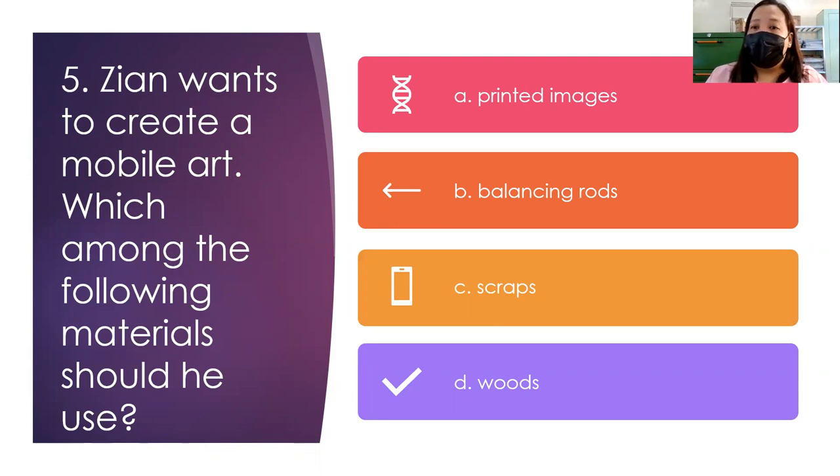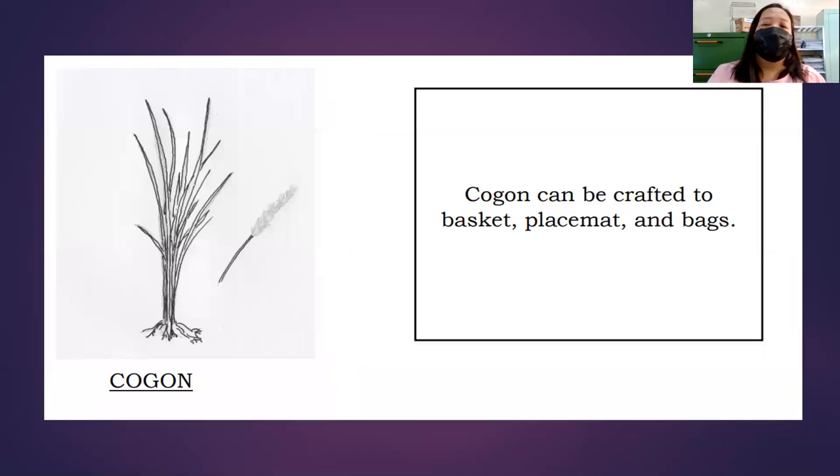Okay, so thank you for your answers. Let's move on. If you still remember our last topic about local materials, this is the next activity. You will look at the picture and identify what it is, and then what other materials or crafts can be done with that picture. For this one we have the kogon. Kogon can be crafted into baskets, placemats, and bags.